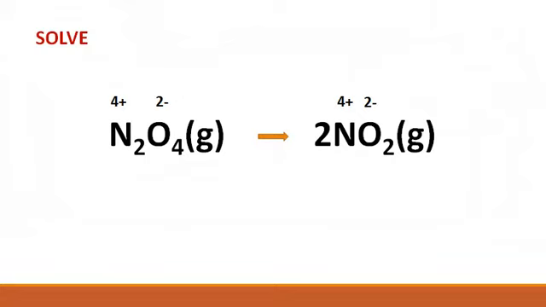1 mole of N2O4 will yield 2 moles of NO2. In the reactant, nitrogen has an oxidation number of 4+, while oxygen is 2-. In the product, nitrogen has an oxidation number of 4+ and oxygen 2-. This is a decomposition reaction. Neither oxygen nor nitrogen changes in oxidation number. Therefore, the reaction is not a redox reaction.